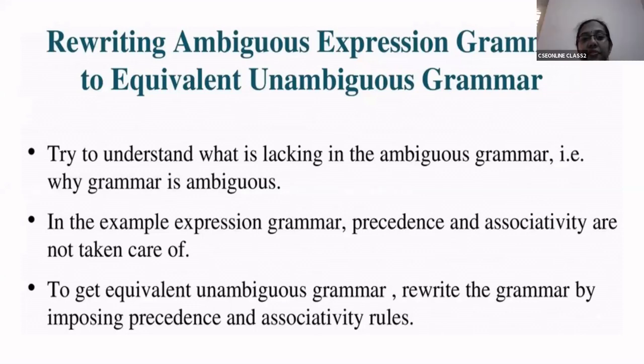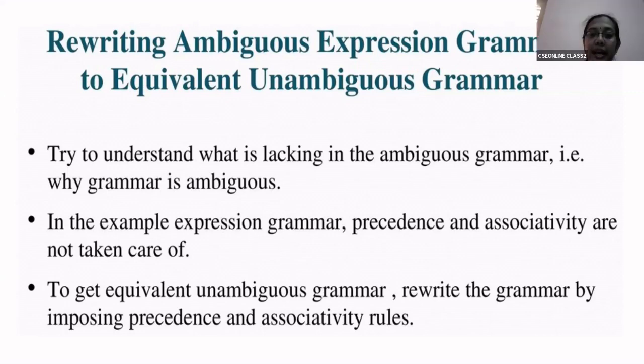So in case the grammar is ambiguous, how do you eliminate this ambiguity? You have to take care of the associativity as well as the precedence, and try to eliminate the ambiguity in the grammar and rewrite the grammar in such a way that you don't get more than one parse tree.